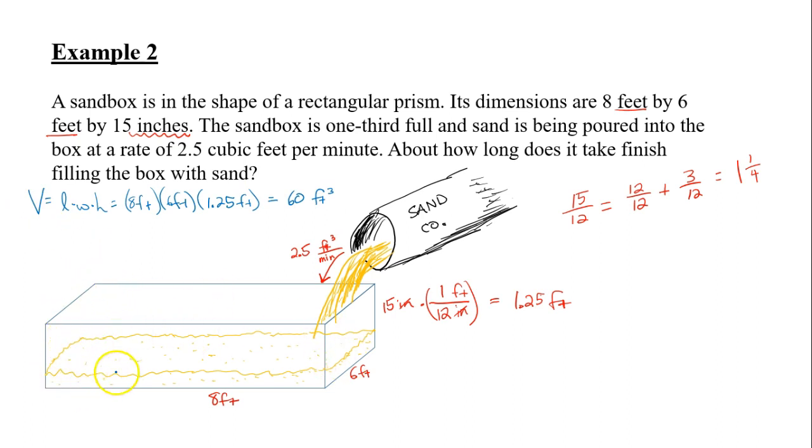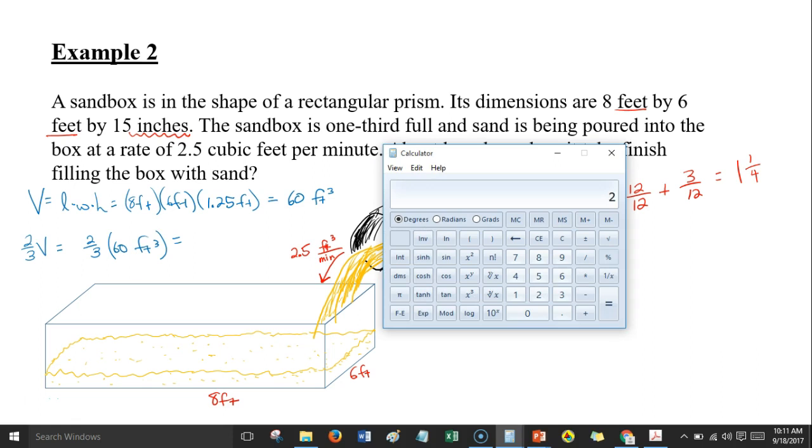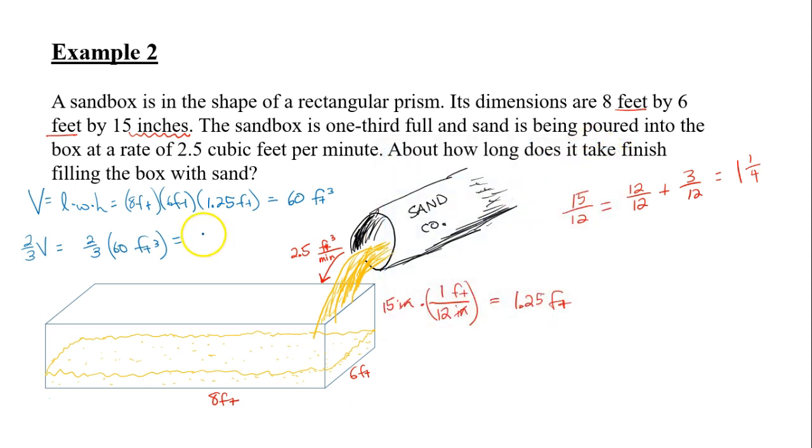But we already have it 1/3 full of sand, right? So we only need the remaining 2/3. So we want to find out really what's 2/3 of the volume of this whole box, because that's how much sand we really need to add. So 2/3 of the volume is 2/3 of 60 cubic feet, which is 2 divided by 3 times 60. 40. So 2/3 of 60 is 40. That makes sense. So that's 40 cubic feet of sand.